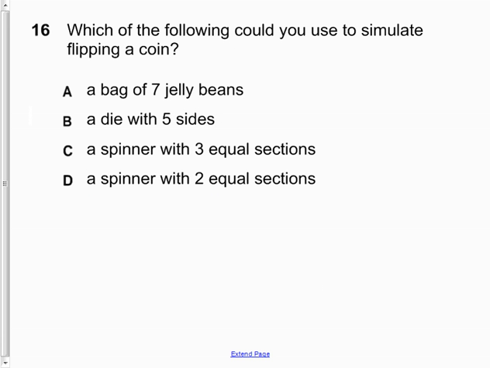Question 16 says, which of the following could you use to simulate flipping a coin? Well, flipping a coin has 2 possible outcomes, right? So if you think about which of these 4 choices have 2 possible outcomes, the only one that has 2 possible outcomes is a spinner with 2 equal sections. All the rest, this would be out of 7, this would be out of 5, and this would be out of 3, but a coin has 2, so therefore your answer is D.